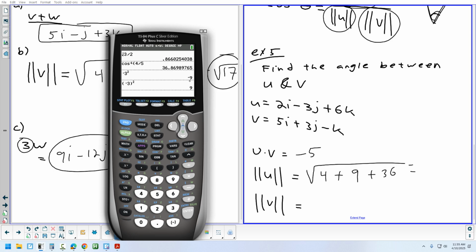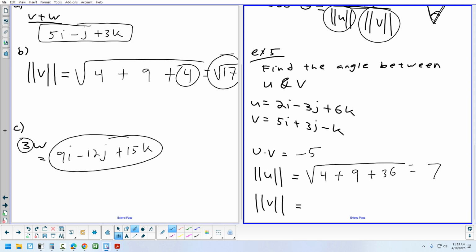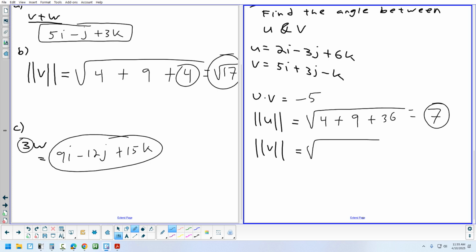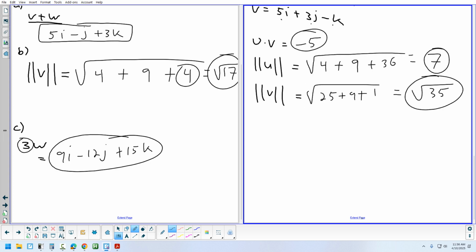All right, what's 4 plus 9 plus 36? Square root of 49, which is 7. Okay. How about the magnitude of v? 25 plus 9 plus 1, so the magnitude of v is the square root of 35. Okay, so we got our magnitudes, got our dot product. When I plug everything into the formula, what's that going to look like to find my angle? Cosine of theta equals negative 5 divided by 7 times square root of 35. Yeah. So that's how you want to write it.